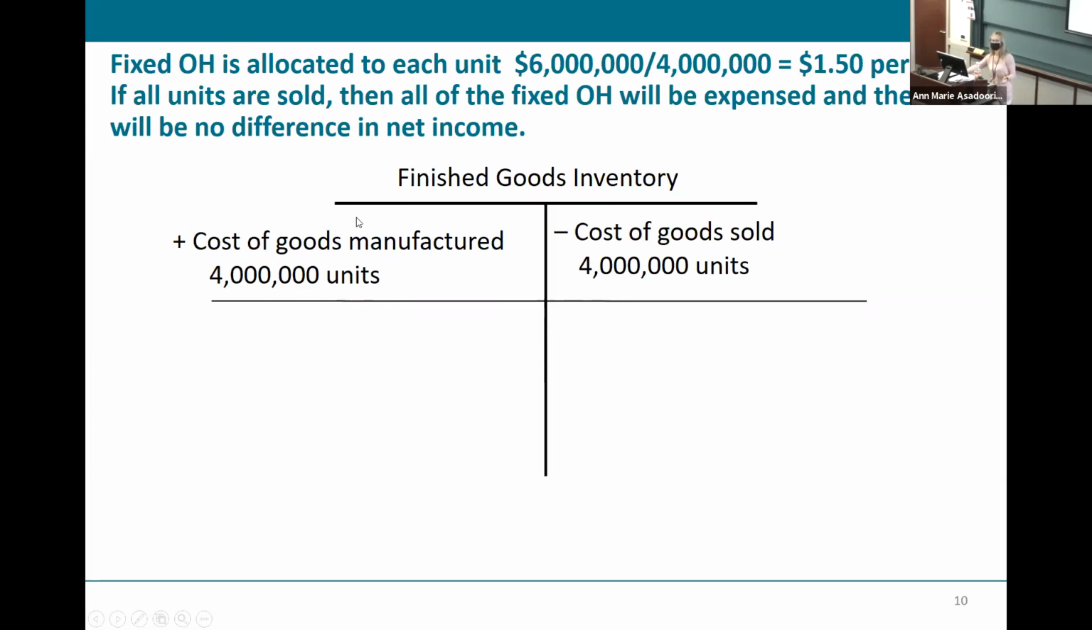If you're selling them all, then all of that $1.50 tied to these units is heading off to the income statement. So you're going to see all $6 million tied to these units expensed in that period because they're sold, matched to revenue. I don't have anything left. But that's not going to be the case if I don't sell everything. So let's take a look at period 2 now.